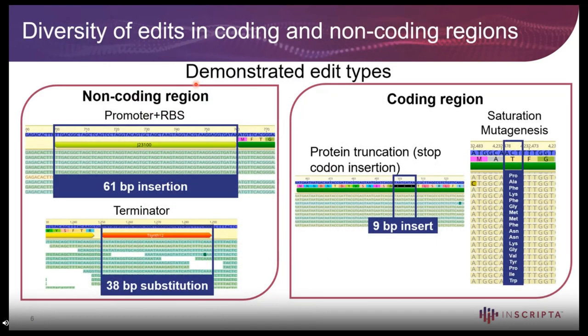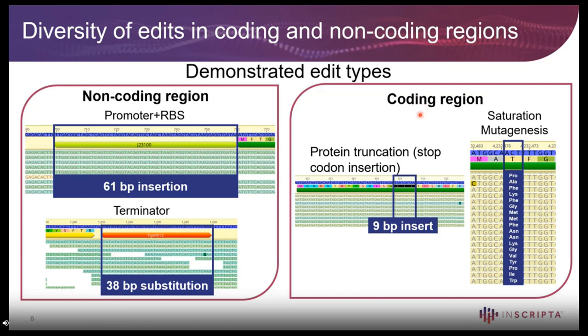There's a wide diversity of edit types that you can introduce into the genome. So this could target both the non-coding region and the coding region. So for the non-coding region, say in E. coli, you might think of doing a promoter and RBS insertion, maybe a 61 base pair insertion, and you could do this in front of every single gene in E. coli. For yeast, maybe you want to do a terminator substitution. So you could take a synthetic terminator and insert it or substitute it at the 3' end of every gene in yeast if you wanted to.